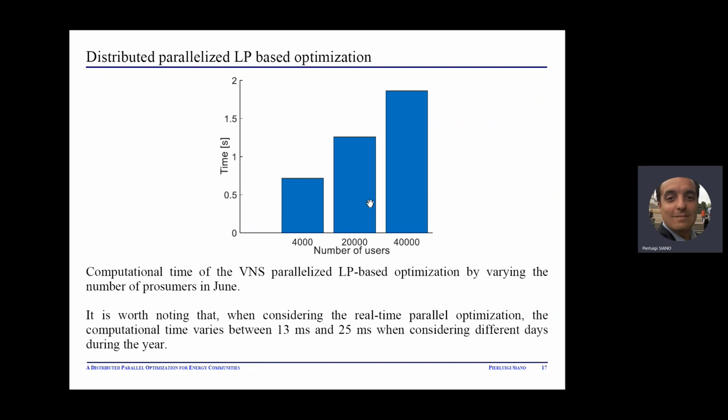As regards the computational time, in this figure we can see, when considering the variable neighborhood search parallelized linear programming based optimization for day-ahead optimization, varying the number of prosumers in the month of June, for example, that the proposed method is highly scalable, allowing it to deal with hundreds of thousands of prosumers in a few seconds. Also, when considering real-time parallel optimization, the computational time varies between 13 and 25 milliseconds when considering different days during the year.